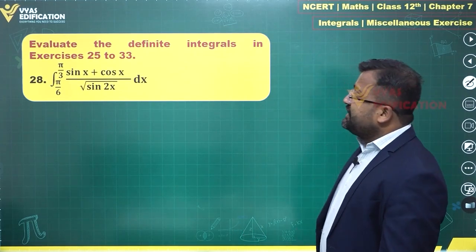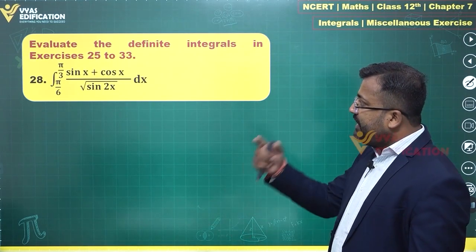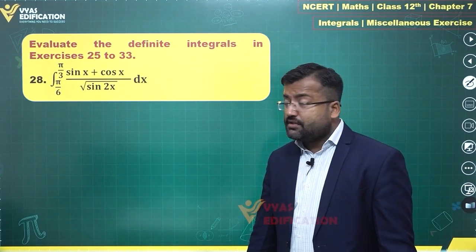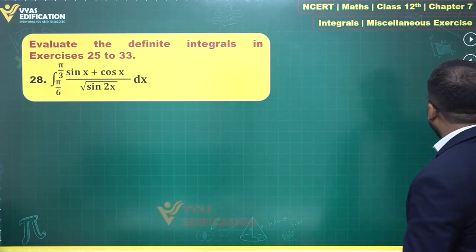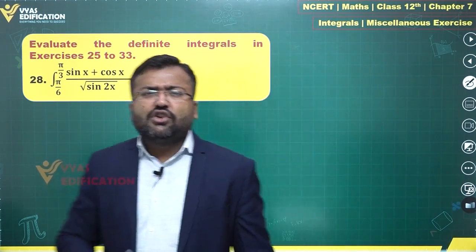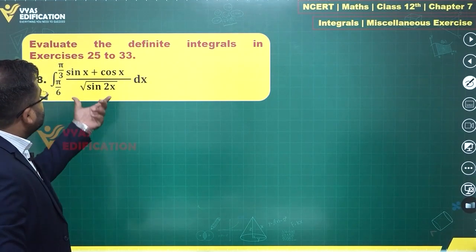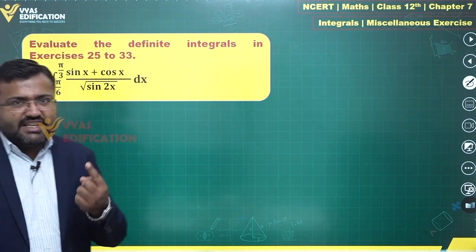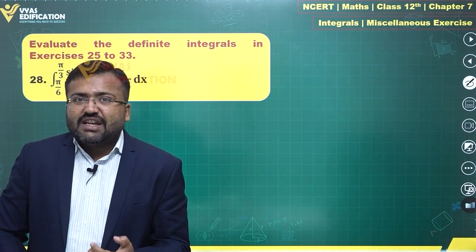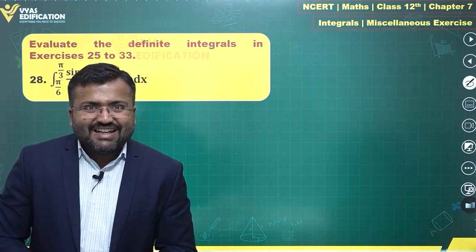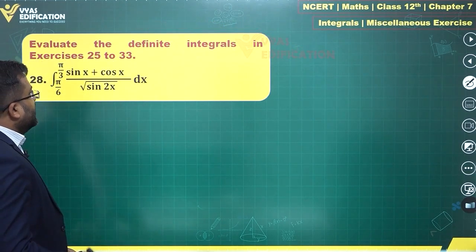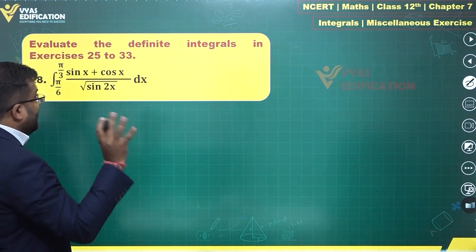28th question says integrate from pi by 6 to pi by 3, sin x plus cos x upon under root of sin 2x. How will we do this? So once I have sin x plus cos x, or maybe sin x minus cos x, in the numerator, along with some expression of sin 2x in the denominator, there's a special idea which you should be aware of. This particular idea has been used in examples of NCERT, not given directly in the NCERT as an idea or result or method, but let me assure you, you will need that.